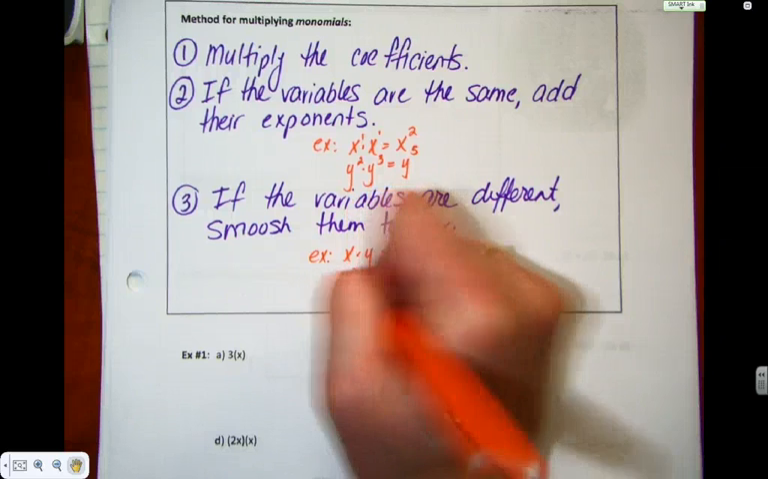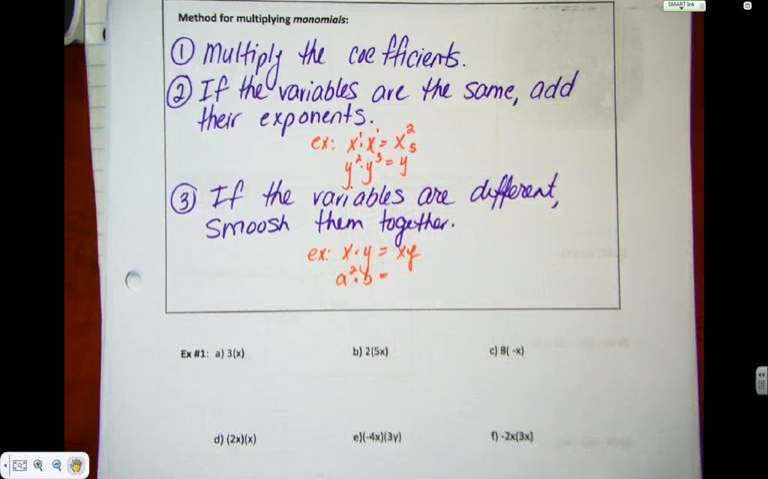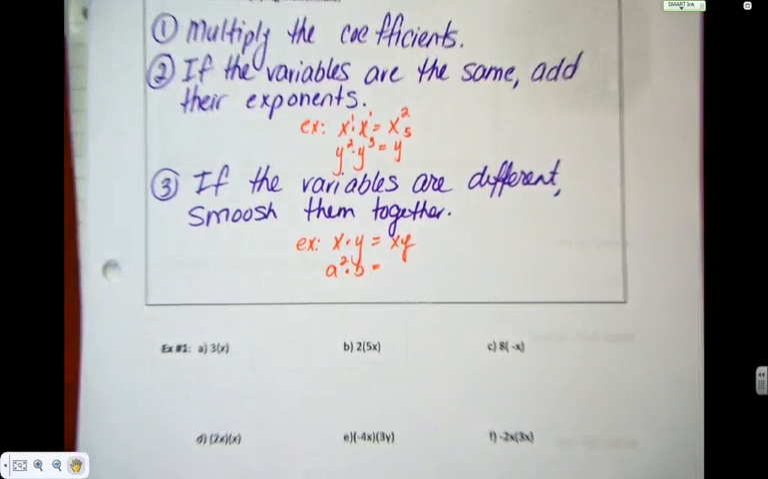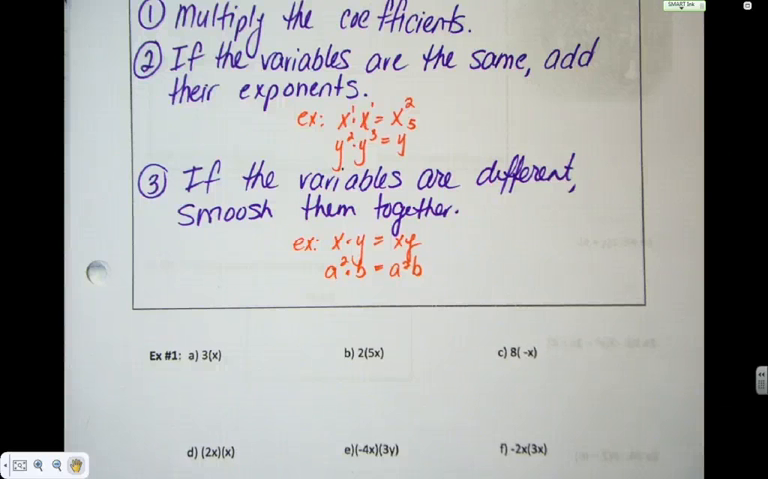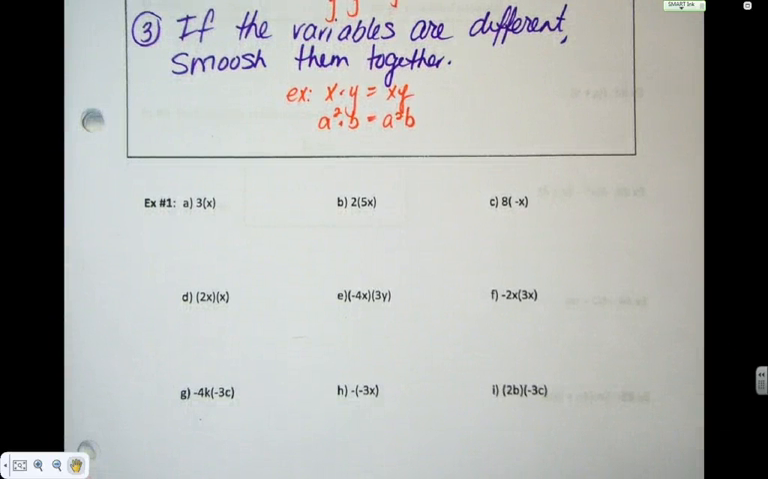A squared times b. Smush it together, it becomes a squared b. Okay, so if the variables are the same, we add the exponents. If they're different, we just write them together. So example number 1, we're just going to start with monomials, so just little guys, and then we'll eventually get into the polynomials. So coefficient times coefficient.